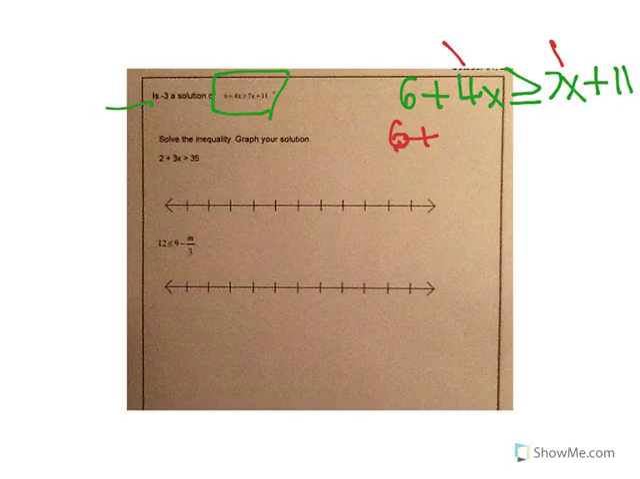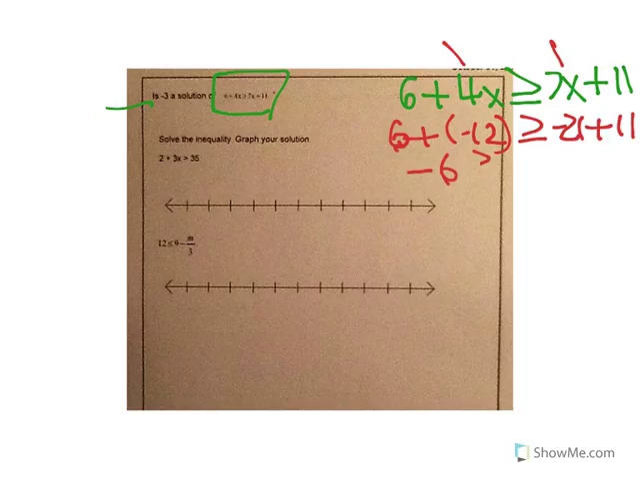So it's going to be 6, -3 times 4 is going to be -12. Is that greater than or equal to -3 times 7, which is going to be -21. And then I just do the addition on both sides. So it's going to be 6 plus -12, so that's -6. Is that greater than or equal to -21 plus 11, so that's -10. So that is a true statement, so yes, it is a solution.